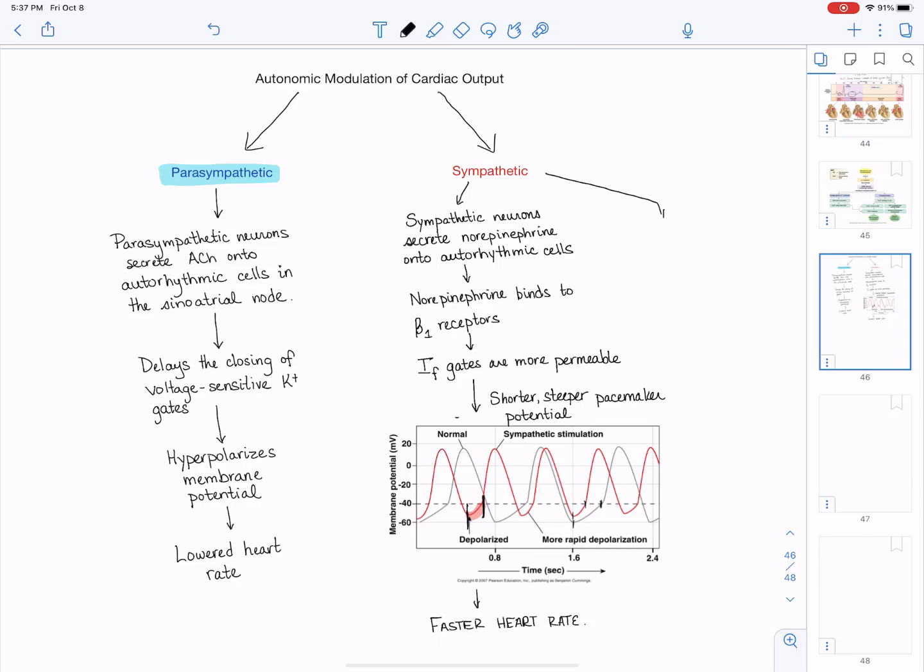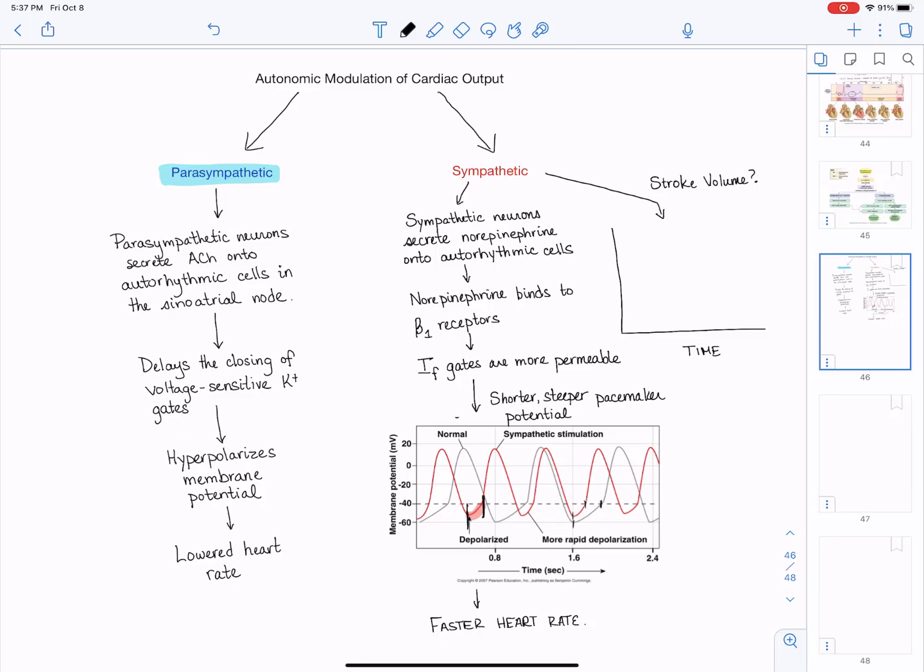To increase the stroke volume, the ventricular twitch is graded or modulated. Now, in skeletal muscle, not cardiac, but skeletal muscle, twitches cannot be graded, but in cardiac muscle, they can. So let's take a look.